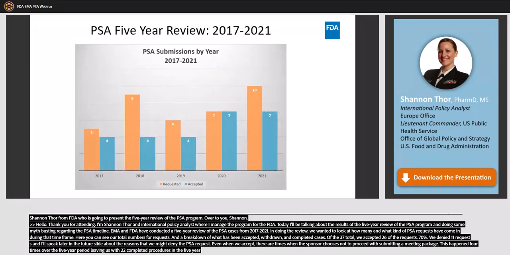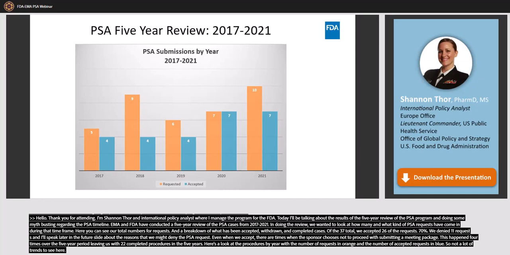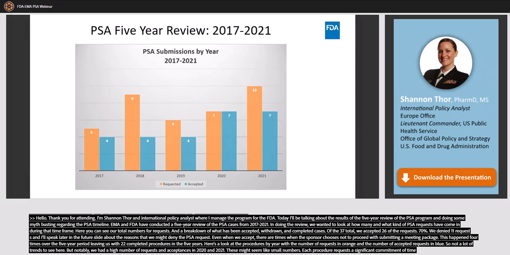Here's a look at our procedures by year, with the number of requests in orange and the number of accepted requests in blue. So not a lot of trends to see here, but notably, we did have a high number of requests and acceptances in 2020 and 2021. These might seem like small numbers, but each procedure requires a significant commitment of time and resources from both agencies.